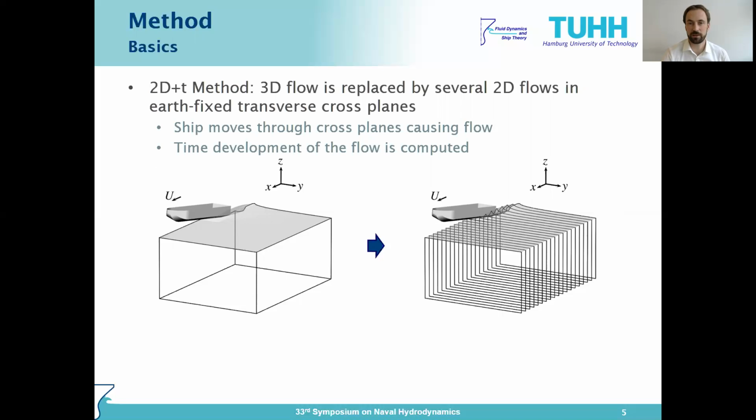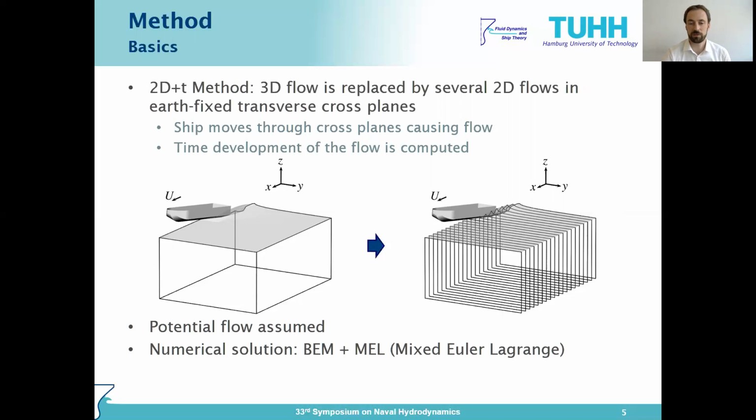This approach makes the method more efficient than if the original 3D flow would be computed. However, for this approach to be valid, the ship should be fast and slender so that the flow is mainly two-dimensional in the crossplanes. We assume potential flow, and we solve it by applying a boundary element method and a mixed Euler-Lagrange procedure. In this procedure, the nodes of the boundary element mesh are treated as fluid particles, and their motion is being tracked. By using this approach, nonlinear boundary conditions can be accounted for quite easily.